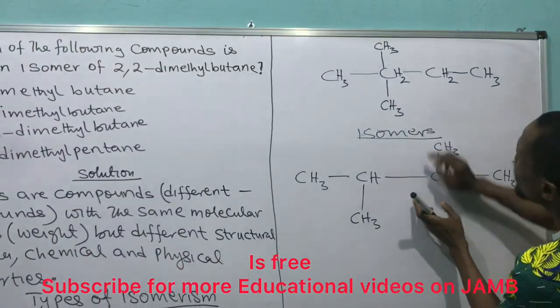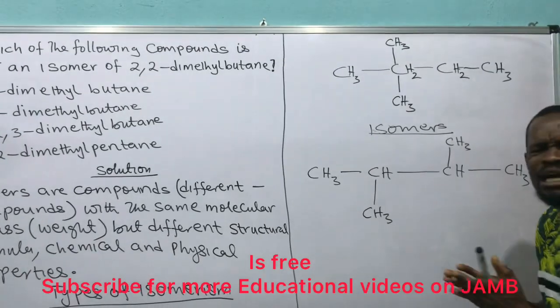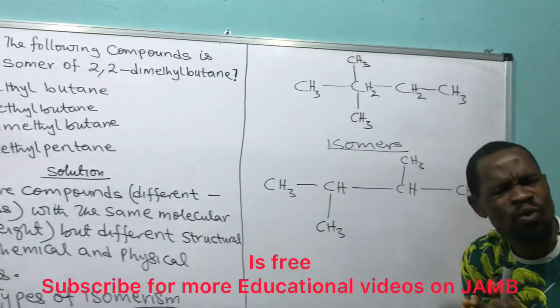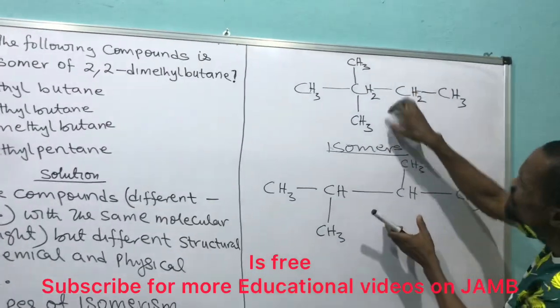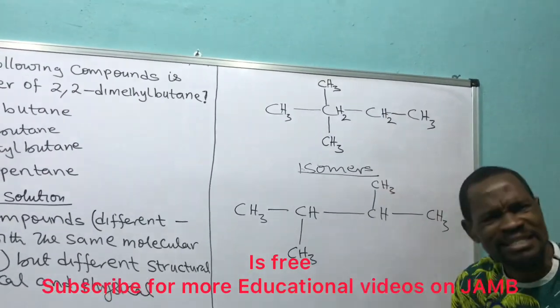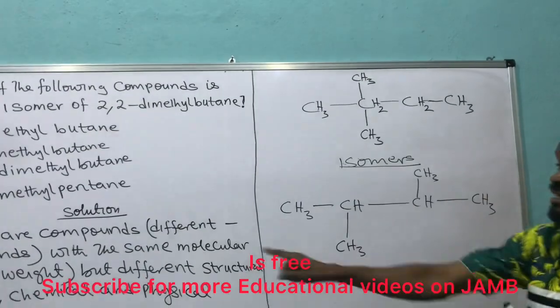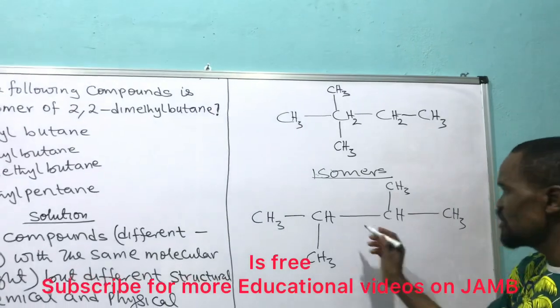But this compound and that compound have different chemical properties and different physical properties, though they have the same molecular weight. Do you get what I'm saying now? That's our definition of isomer. This is the first isomer.